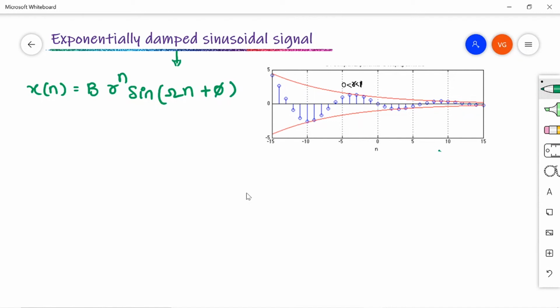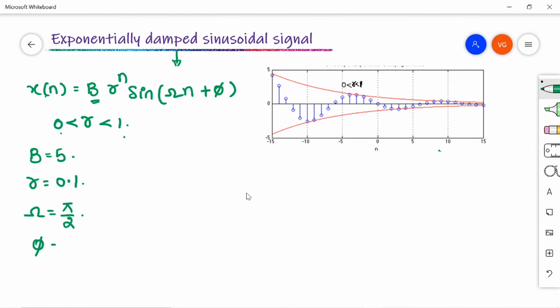To make the amplitude decrease as the time increases, the condition is the value of r should be between 0 and 1. So let us consider some values. Here b is the amplitude of the signal x of n. So I am taking b as 5. As my r value has to lie between 0 and 1, I am taking r equal to 0.1. And omega is the angular frequency that I am taking as pi by 2.